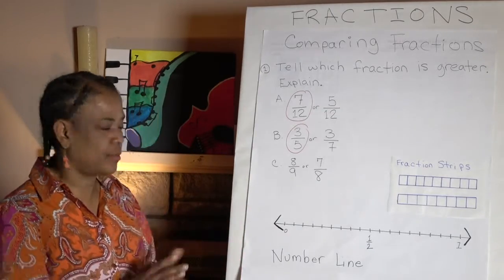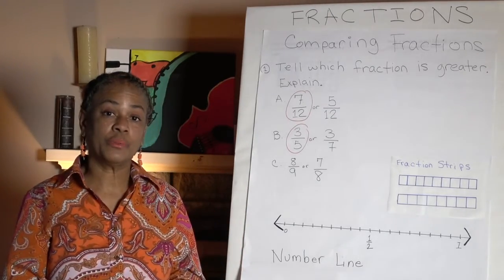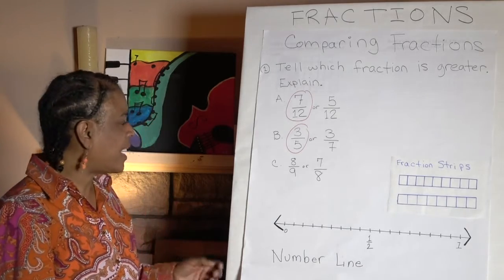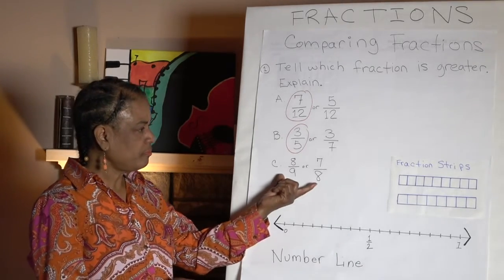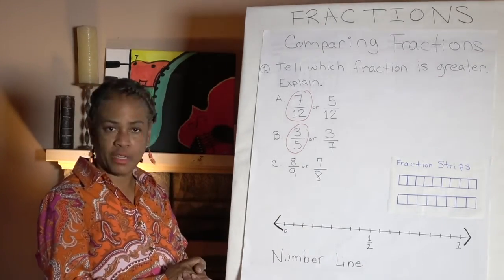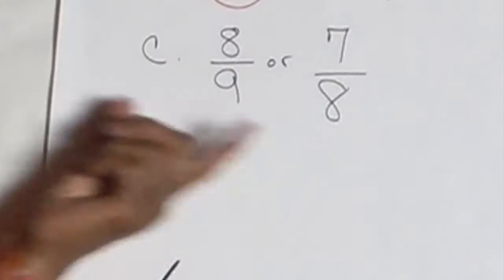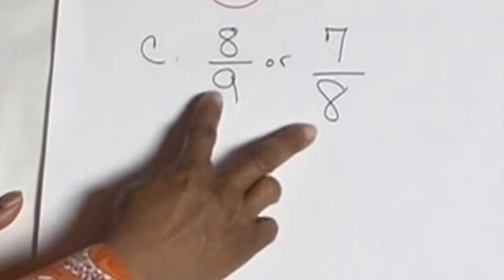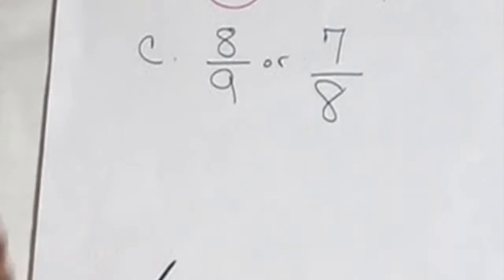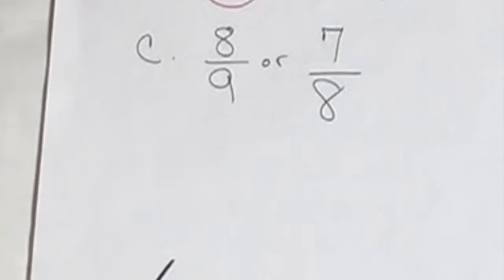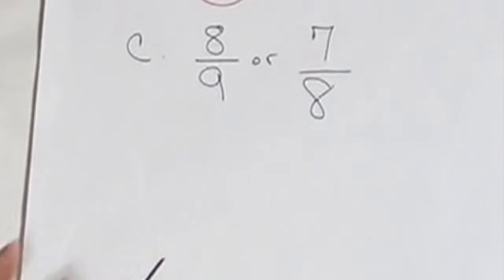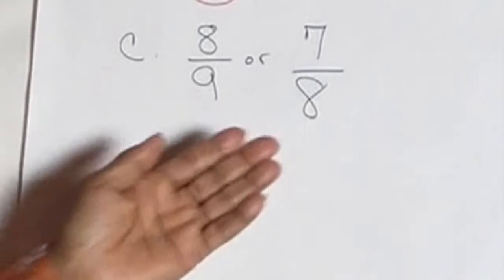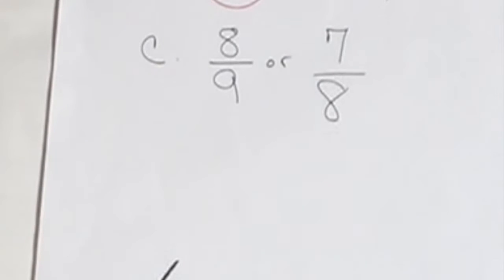Now the last one is a little more difficult, okay? So the last one is this. I'm using fraction strips here. So here, can you tell me which of the denominators gives me a smaller size piece? Do you think ninths are smaller pieces than eighths? Or do you think eighths are smaller pieces? Which is the smaller piece and which is the larger piece?